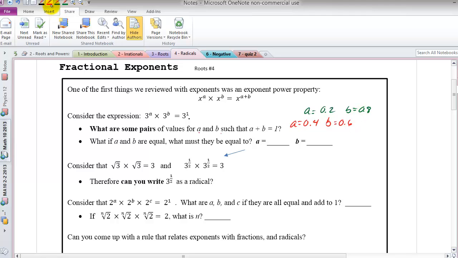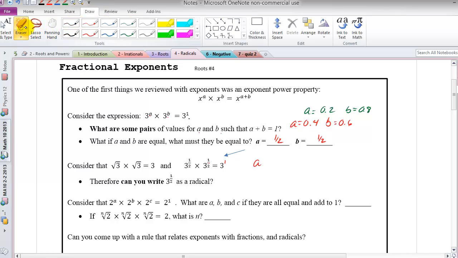But there is actually only one combination where a and b are equal and they add to 1. That's if a is 1/2 and b is 1/2. So what that leads to is this idea that if you substitute 1/2 in for a and b, if I have 3 to the a, and a is 1/2, that's 3 to the 1/2. And if I multiply that by 3 to the b, I get 3 to the 1/2. And that is equal to 3 to the 1, because 1/2 plus 1/2 is equal to 1. Just using the same property here.